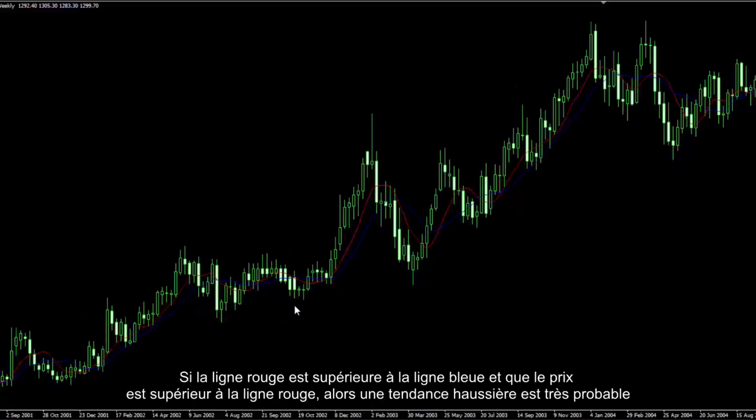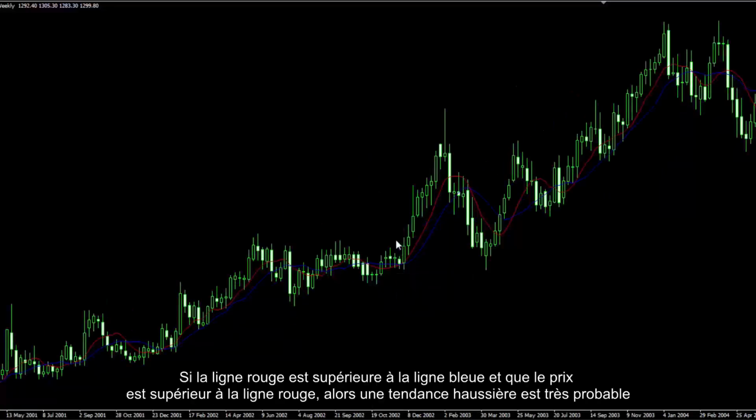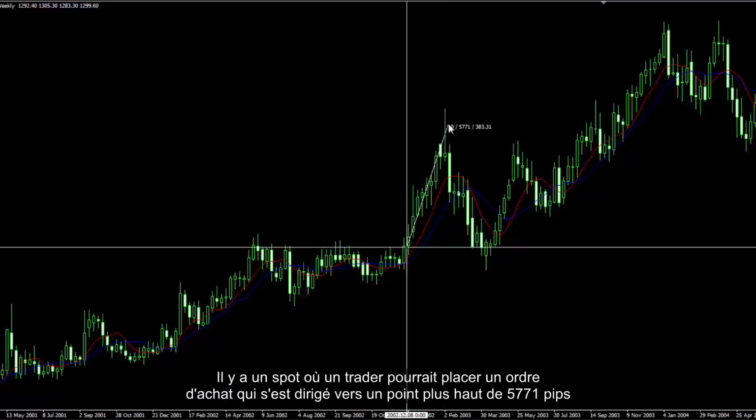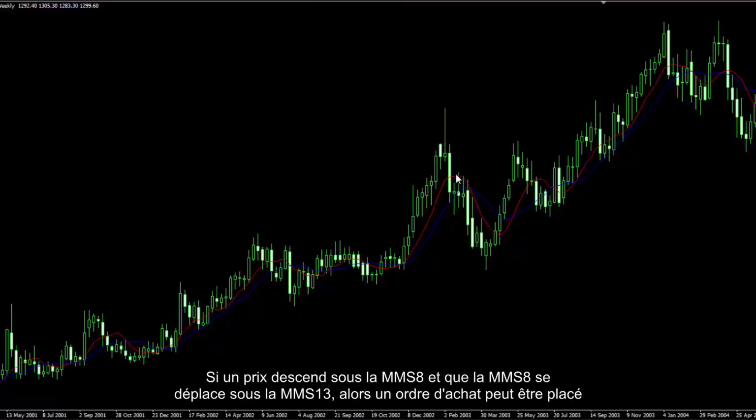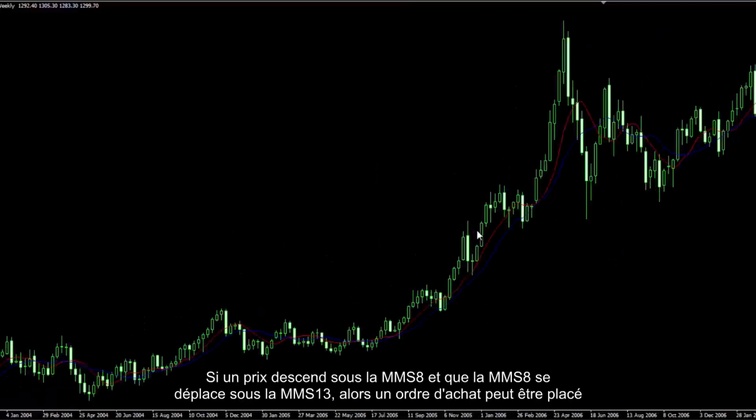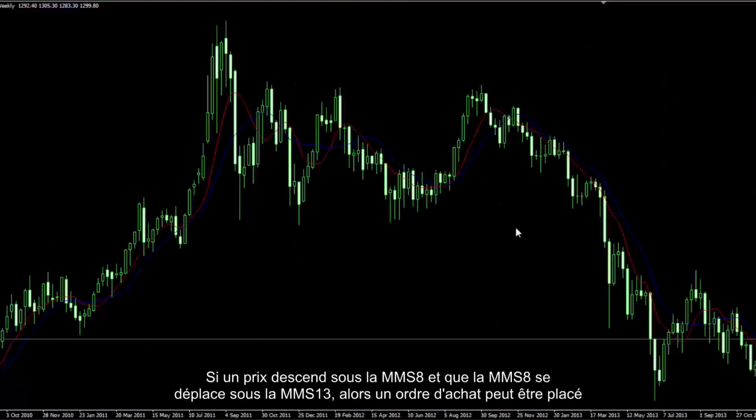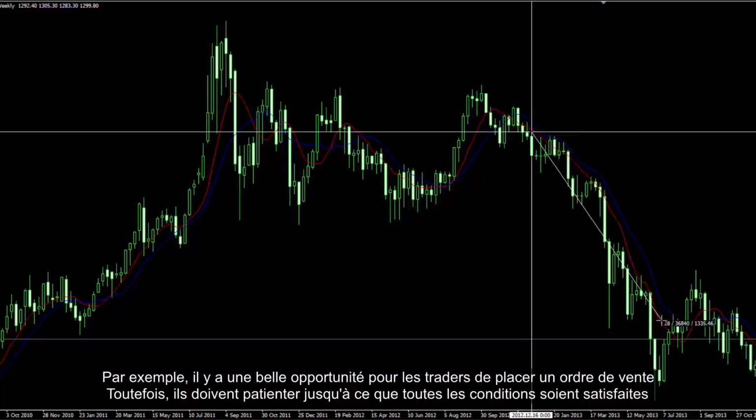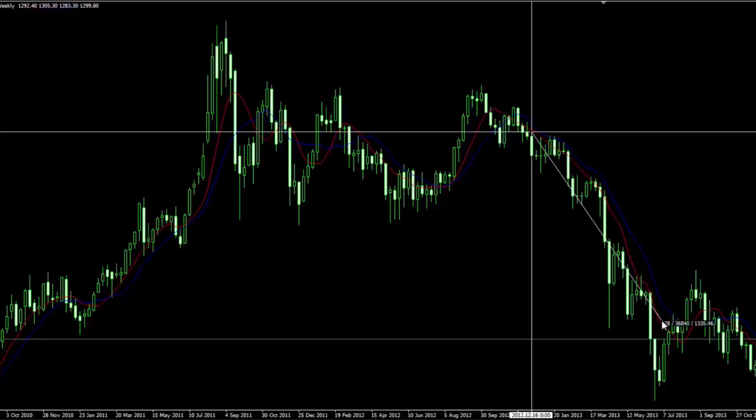If the red line is higher than the blue line and the price is higher than the red line, then an upward trend is more probable. There is a spot where a trader could place a buy order that proceeded towards a 5,771 pips higher point. If the price goes under SMA 8 and SMA 8 moves under SMA 13, then a sell order can be placed. For instance, there was a good opportunity for traders to place a sell order. However, they had to wait until all conditions had been fulfilled.